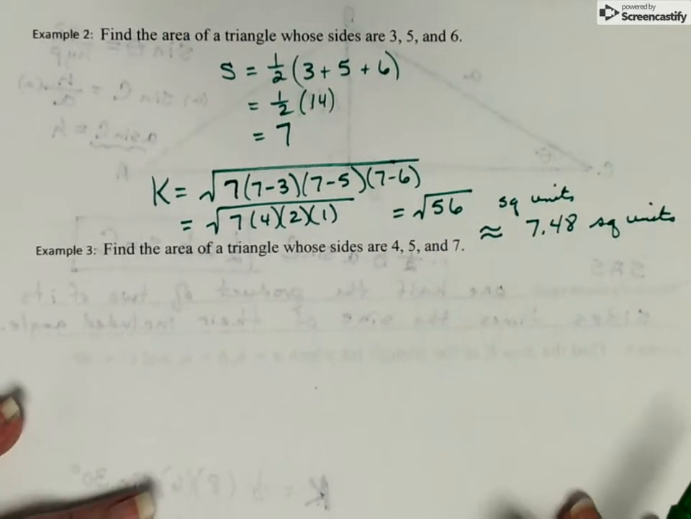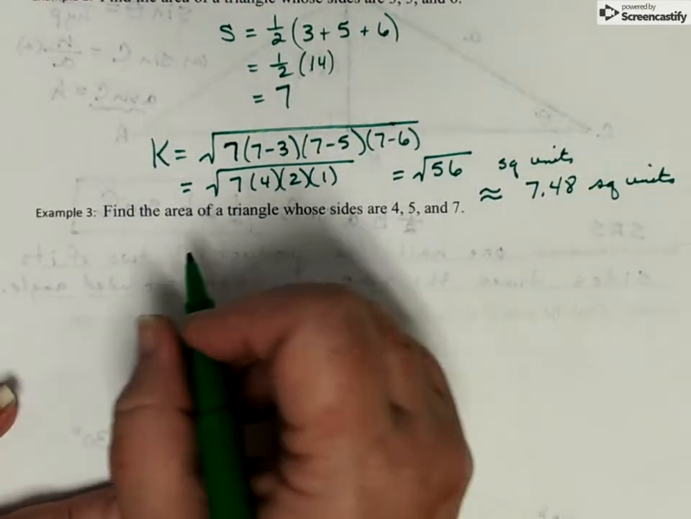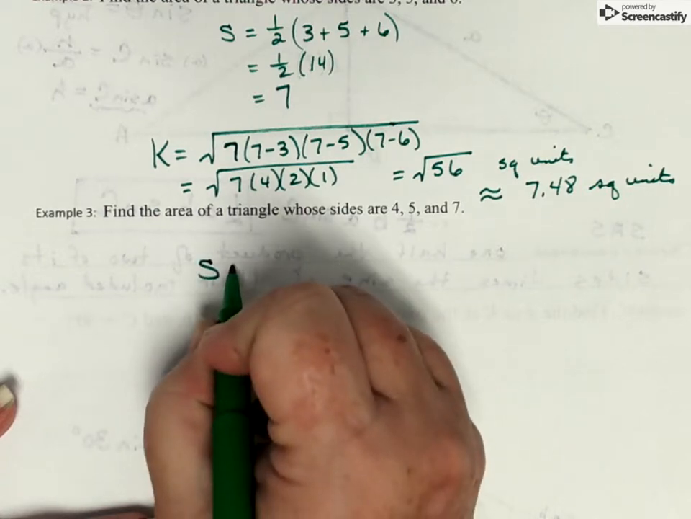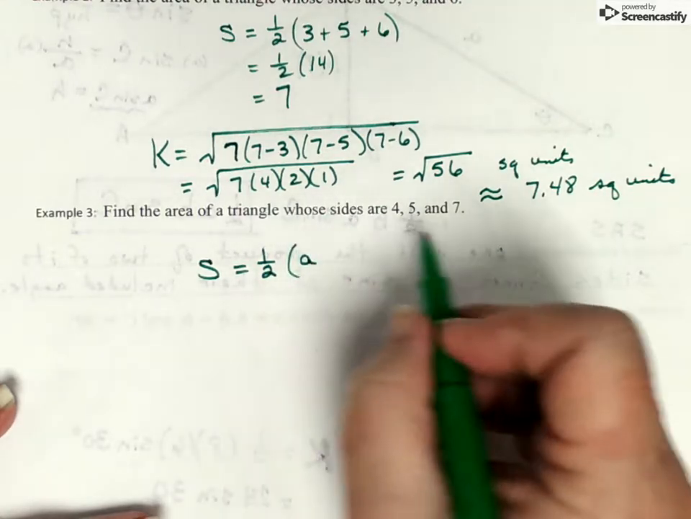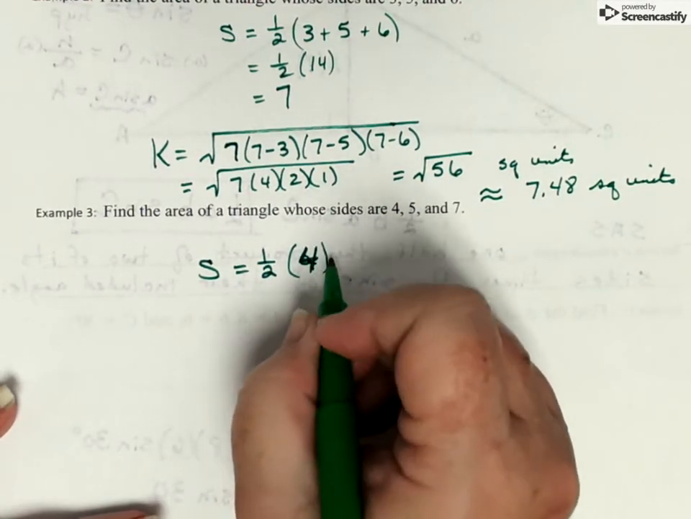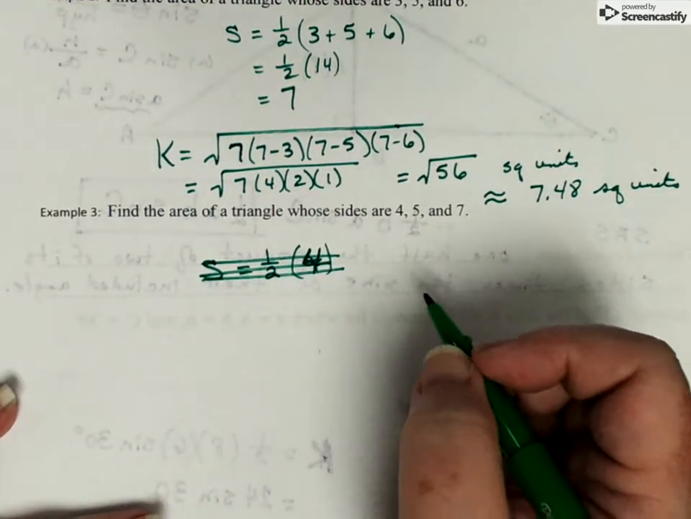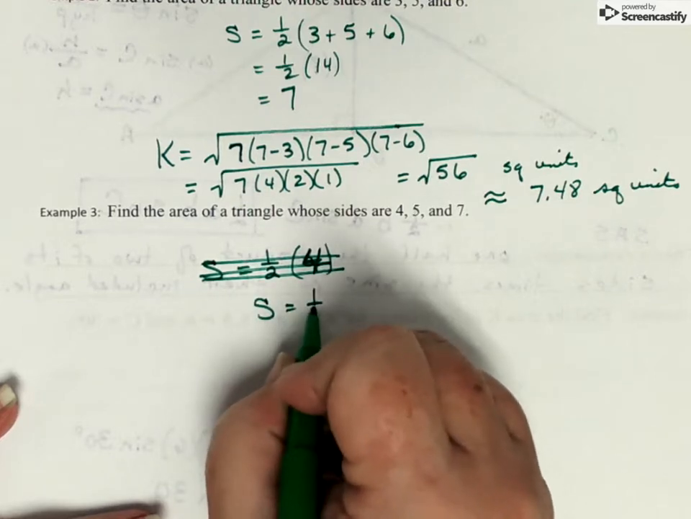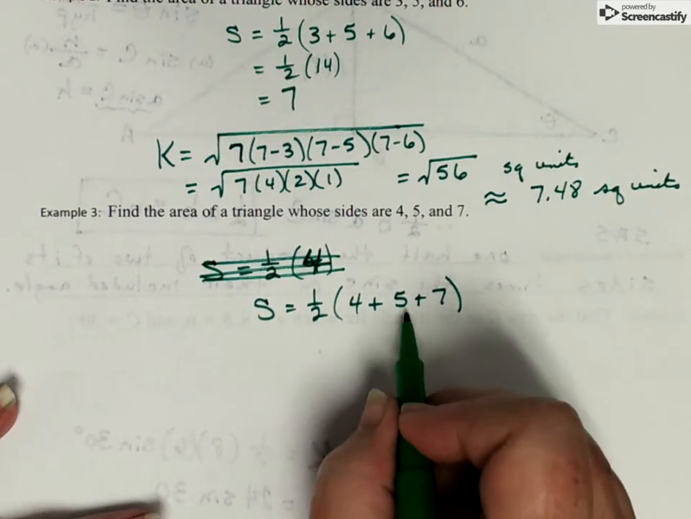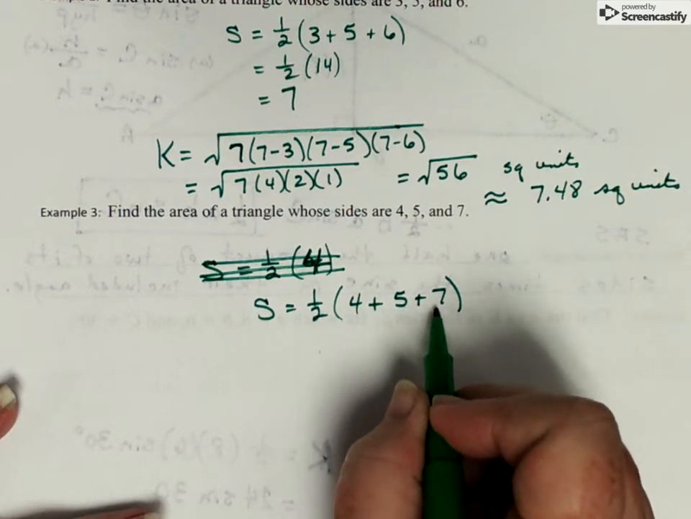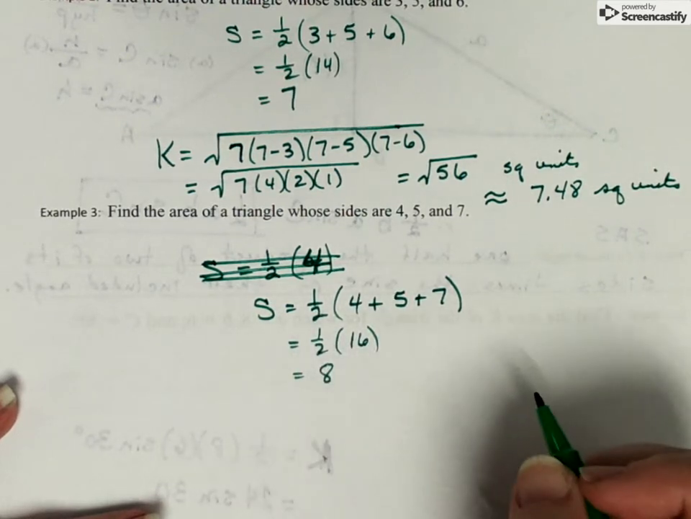So once again, I have a triangle. I have all three sides. I have a 4, 5, and 7 triangle. To find S, which is the semi-perimeter, it's going to be 1/2 times A, which was 4. Oh, I'm sorry, let me start again. I got ahead of myself. S is equal to 1/2 of 4 plus 5 plus 7. And so 4 plus 5 is 9, plus 7 is 16. So that's 1/2 of 16, which means that my semi-perimeter is 8.